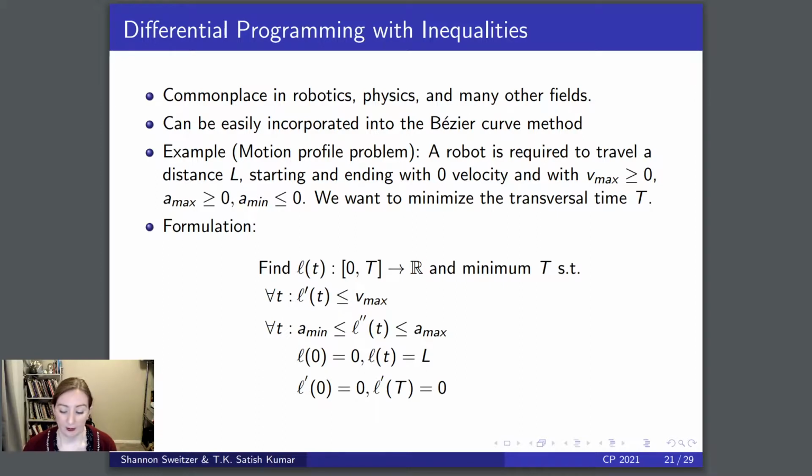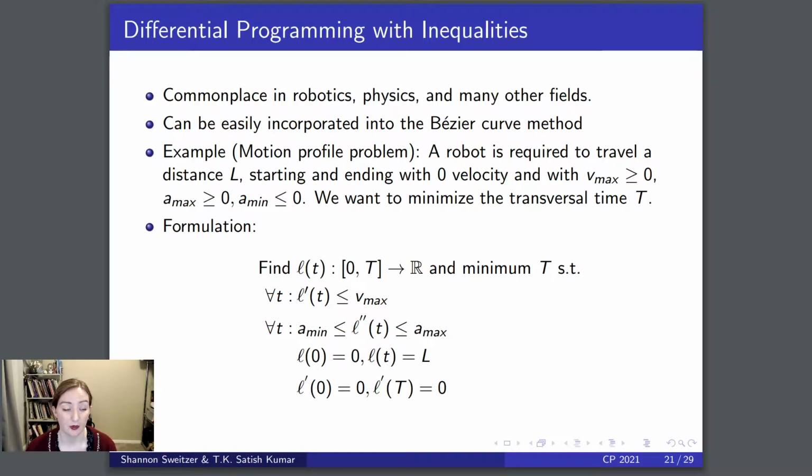Inequalities and differential operators are commonplace in robotics, physics, hybrid systems, and other areas of study. For example, a robot might have a maximum acceleration capability expressed as an inequality involving the second derivative of its motion profile. The Bezier curve method easily accommodates such inequalities since the framework is already that of a constrained convex program.